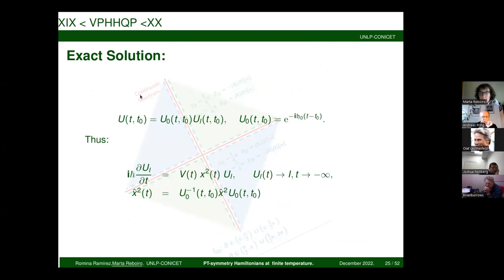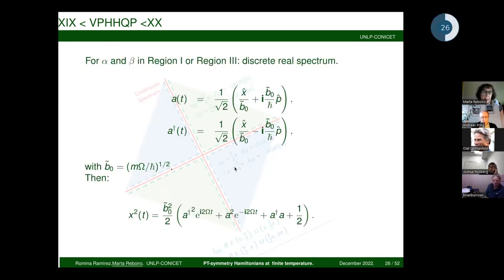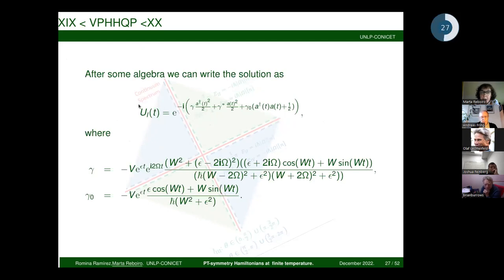I can compute the exact solution. For doing so, this is the usual technique of a quantum mechanics course. So I write u as the evolution operator associated to H zero, and I introduce the interaction evolution operator u. It obeys this equation, and after some algebra, it can be seen that this term behaves in this way with these exponential forms.